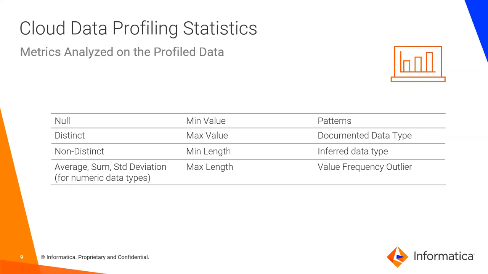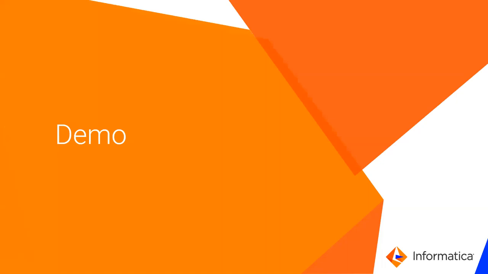Additionally, we have minimum and maximum length details available for each column. Along with that, we also have documented data types, inferred data types, and one interesting feature which is value frequency outlier. Now let's see in the demo of the data profiling task what the different metrics are that are available.